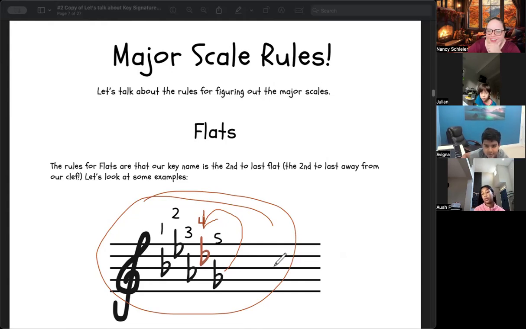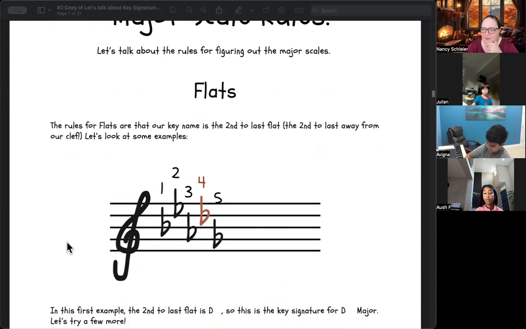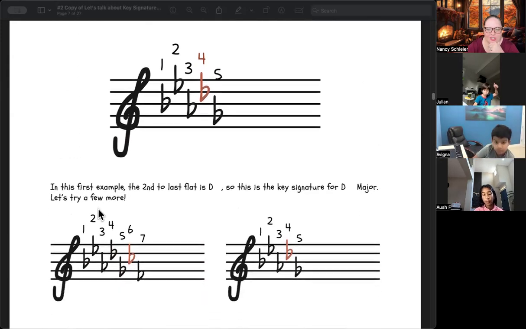Do we understand what key signature it is? Yeah. Okay, what key signature is it? Remember, the lines spell D, and then we have a flat on it, so it becomes D flat. E flat major. Very nice, very nice. All right, does everybody understand that? All right, so here are some other ones.